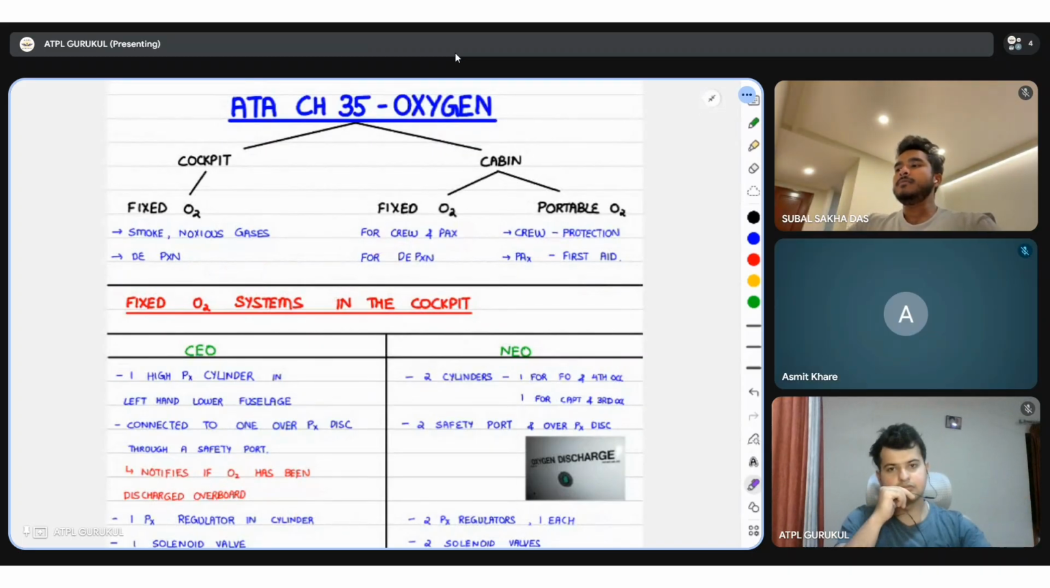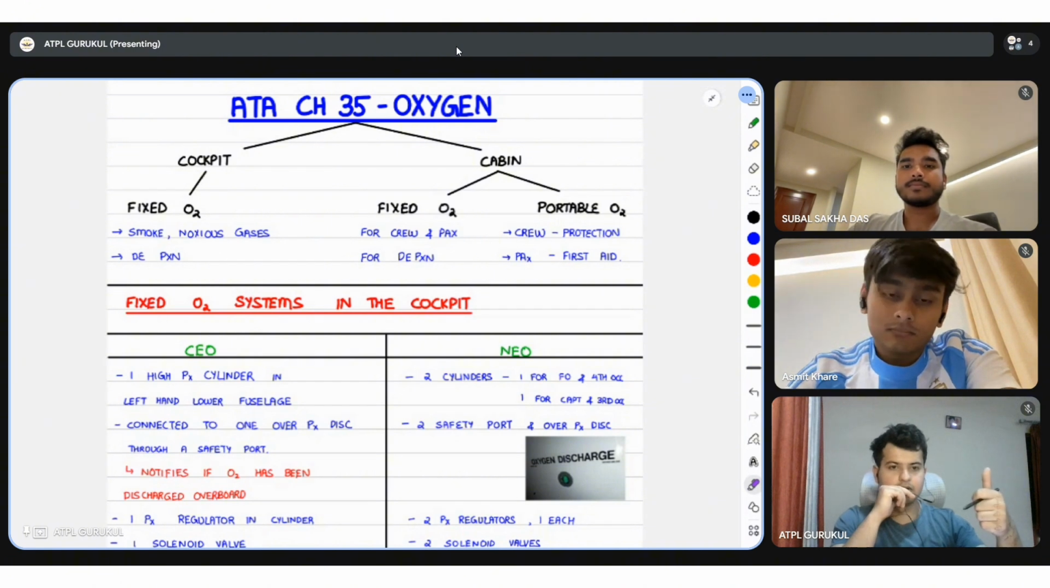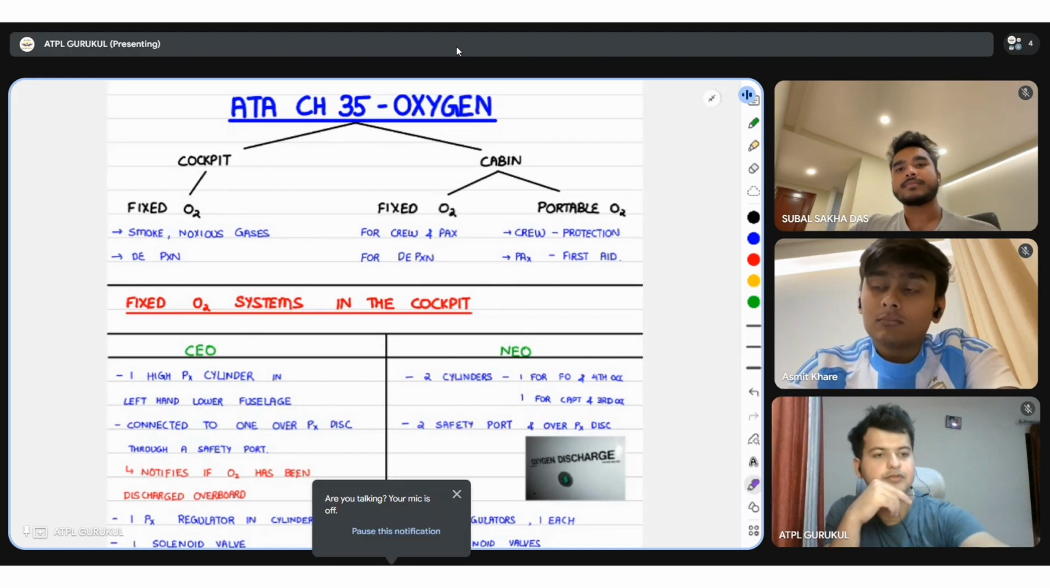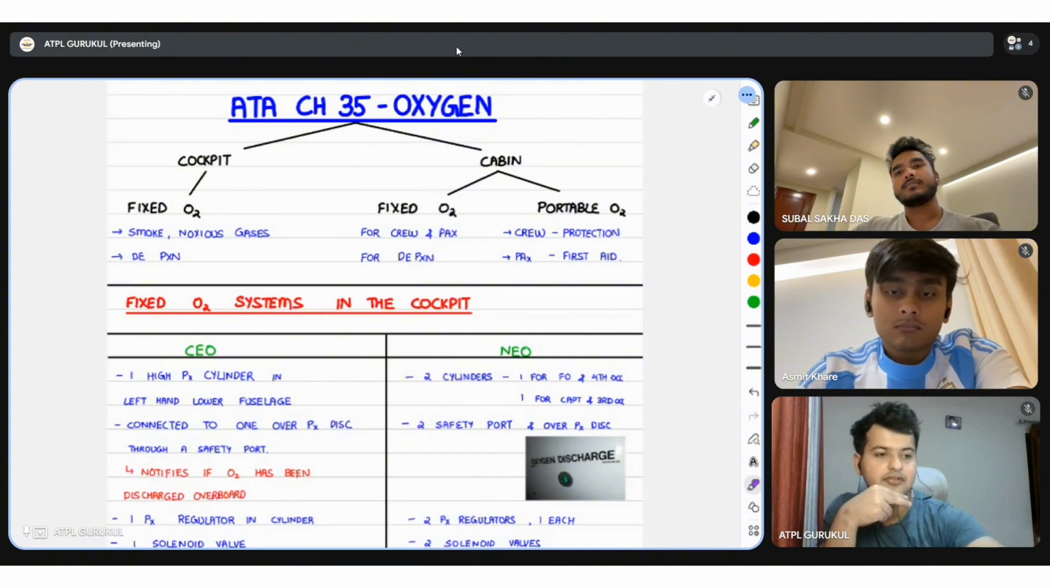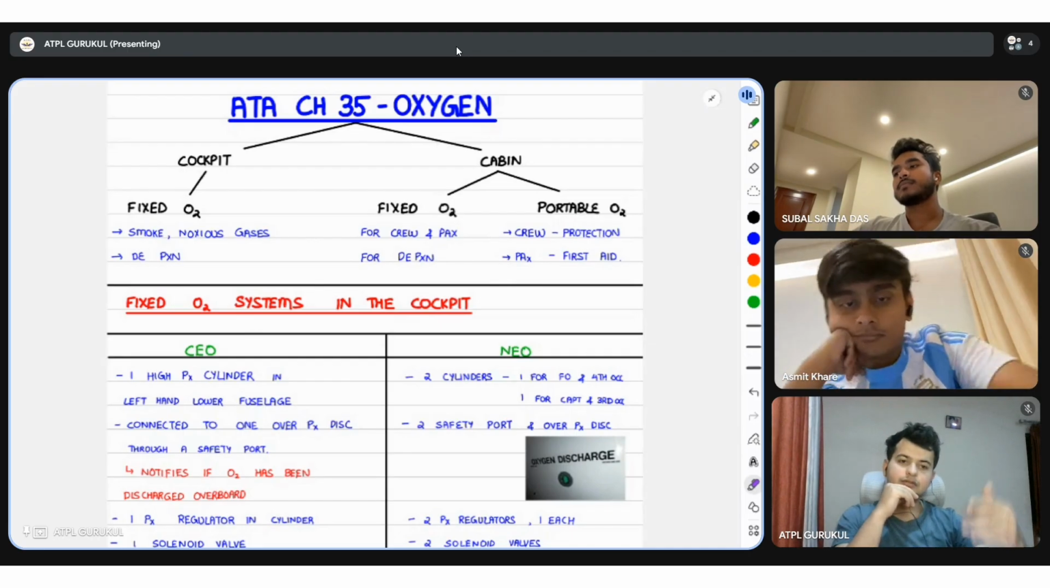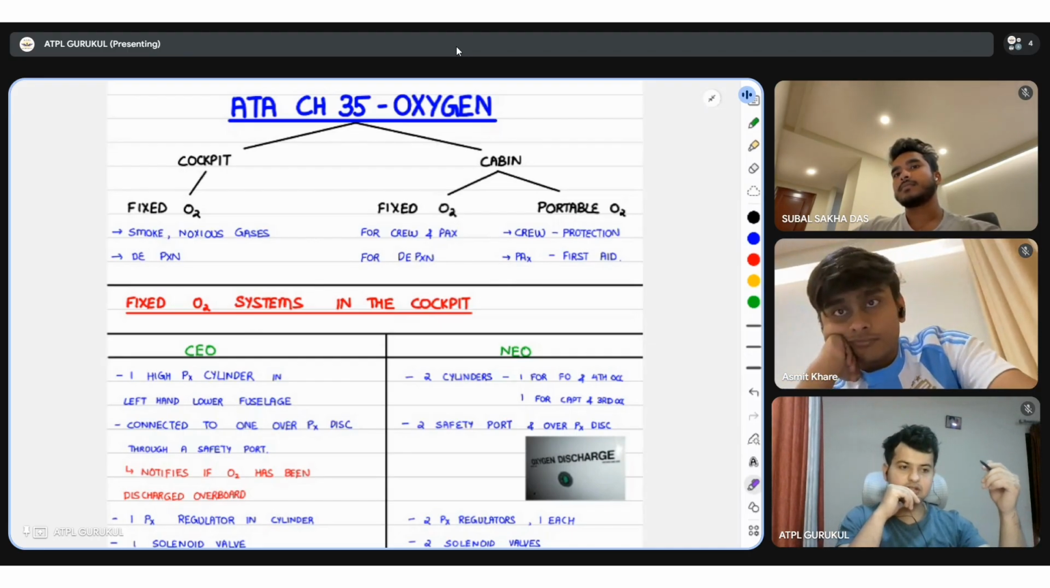Please have a look. Perfect. Now let's have a look at the description for the first system, which is the fixed oxygen system inside the flight deck. That is 35-20, fixed oxygen system for the cockpit. Let's go there. You can follow it with the FCOM. I will teach you from my notes.